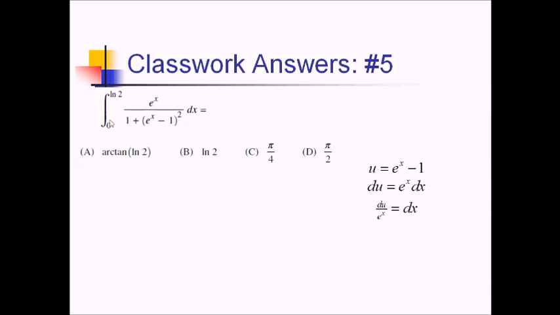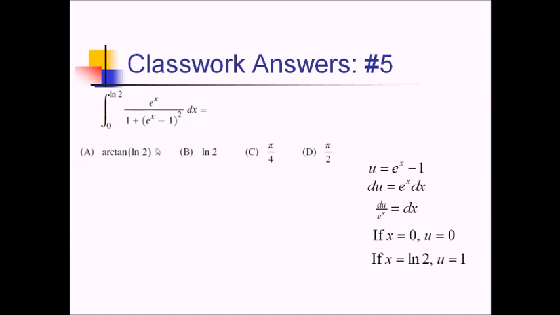We have to turn these x values into u values, though, if we're going to carry this through. So if x is 0, then u is going to be, let's see, e to the 0 minus 1. That's really 1 minus 1, which also happens to be 0. Now, what if x is ln of 2? Well, e to the ln of 2 is just 2. Subtract 1 from that, we've got 1. So ln of 2 gets converted to a u value of 1.